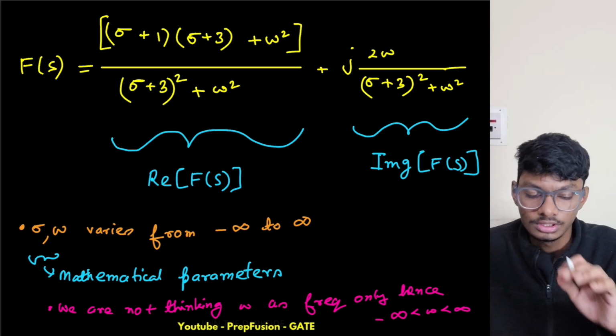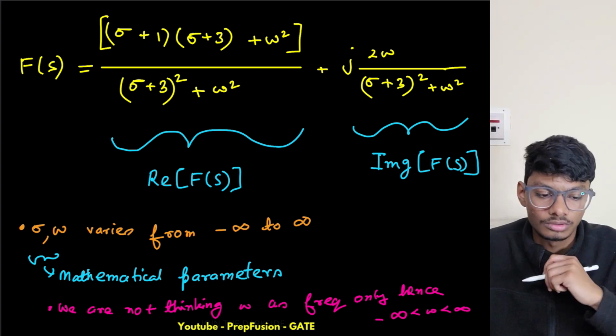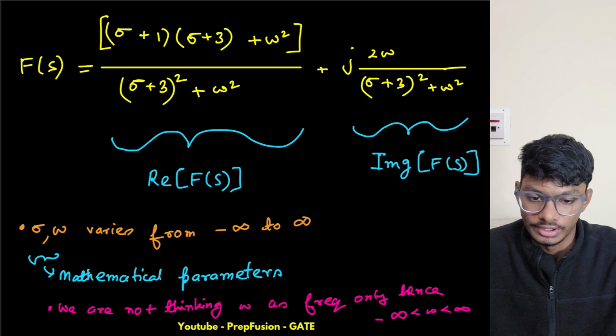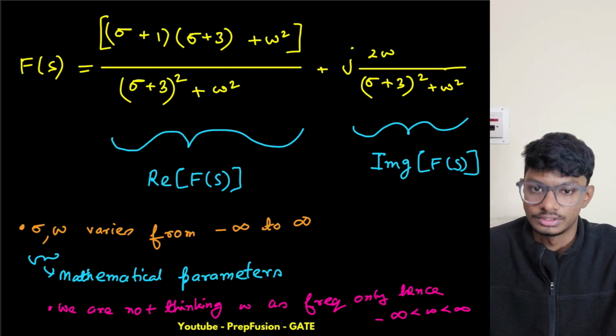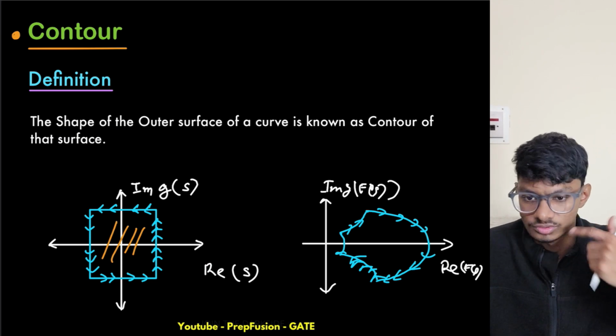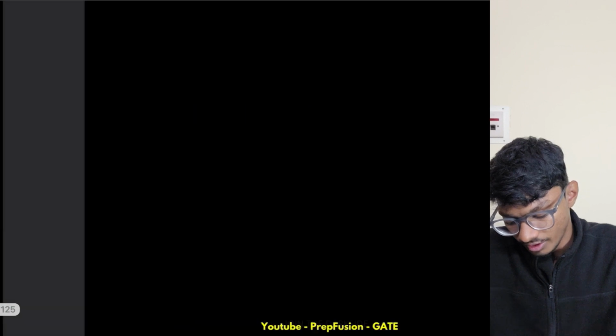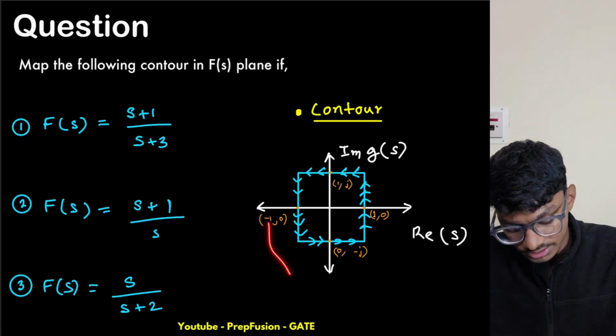It's in the Nyquist plot, right? And it will vary from minus infinity to infinity, and obviously it will be symmetrical about the real axis. While solving the questions just now, we'll understand. Mathematically also you can understand that this will be symmetrical about the real axis. We'll understand, right? So basically, this is my contour.